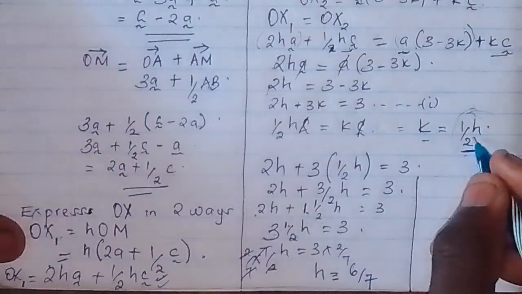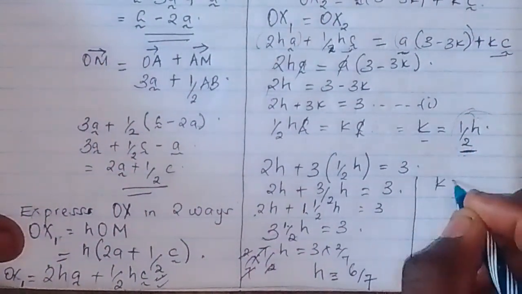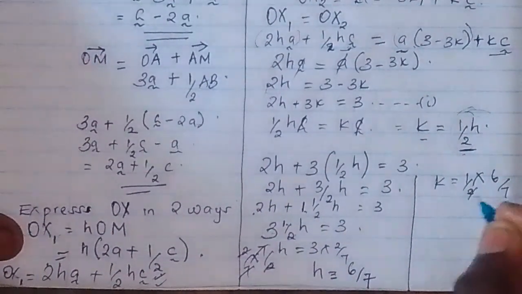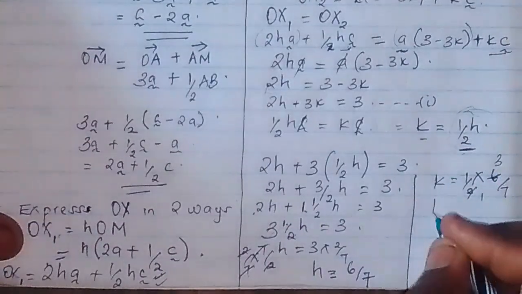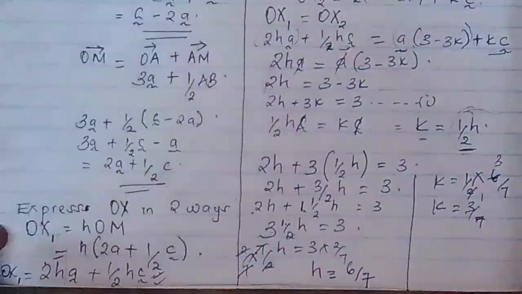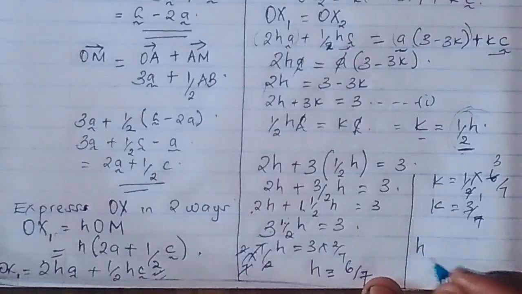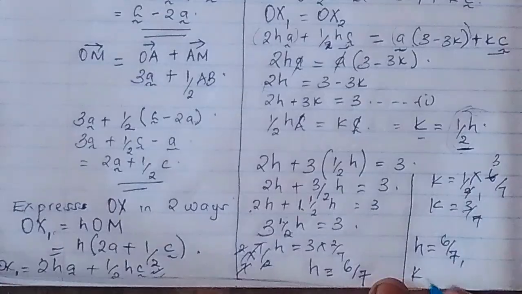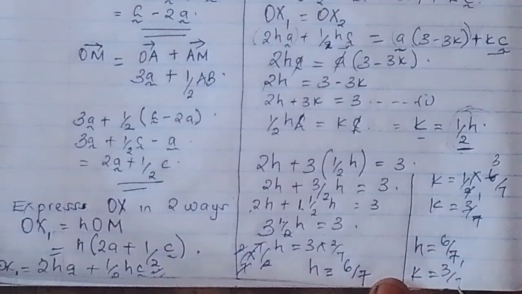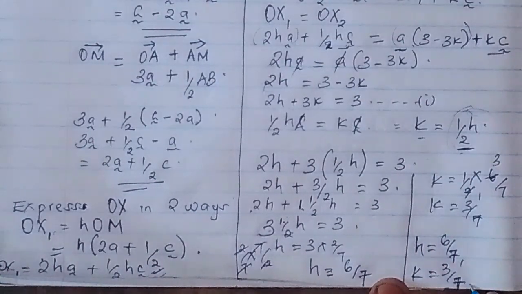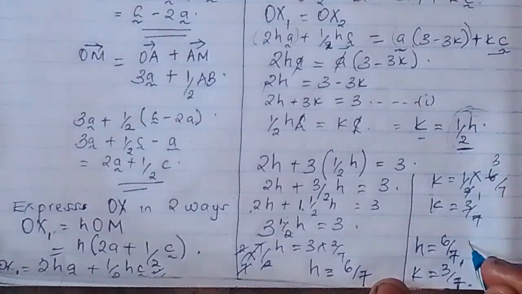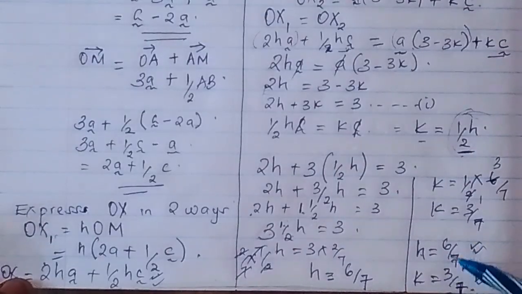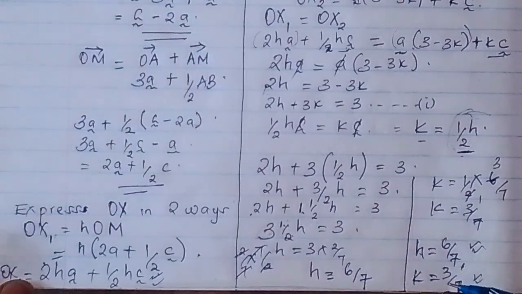But remember, our k was a half of h. So our k will be a half of h, which is 6 over 7, by 2, 1, by 2, 3. And our k is 3 over 7. So our scalar values, we have h as 6 over 7 and our k as 3 over 7. These are our scalar values, the value of h and the value of k, h being 6 over 7, k 3 over 7.